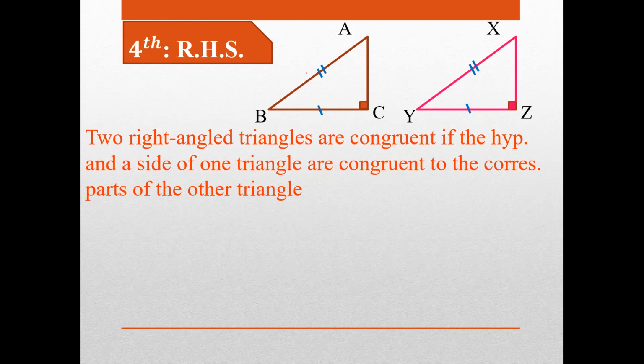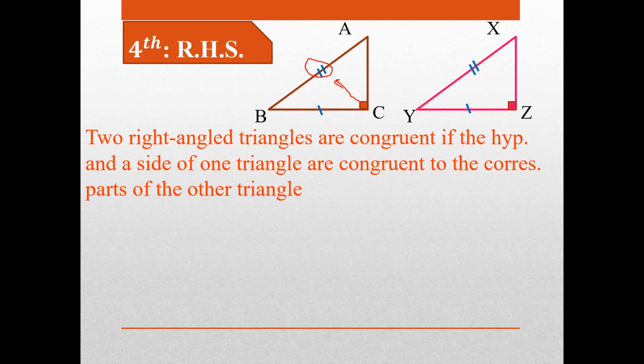So two right angled triangles are congruent if the hypotenuse, and we say that the hypotenuse is the side opposite to the right angle, and it's the greatest side in the right angled triangle. Again, the hypotenuse is the side opposite to the right angle. Where is the right angle? It's C. So the side opposite to the right angle is called the hypotenuse.